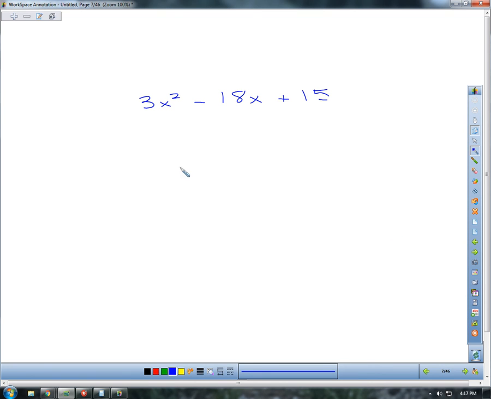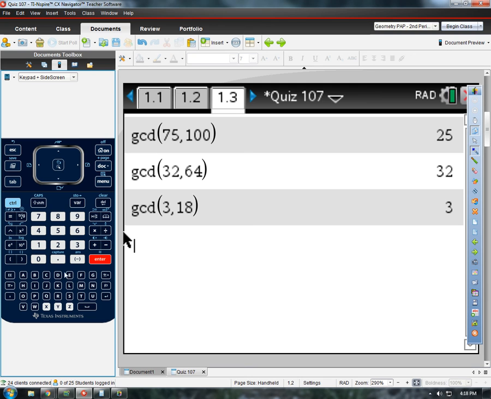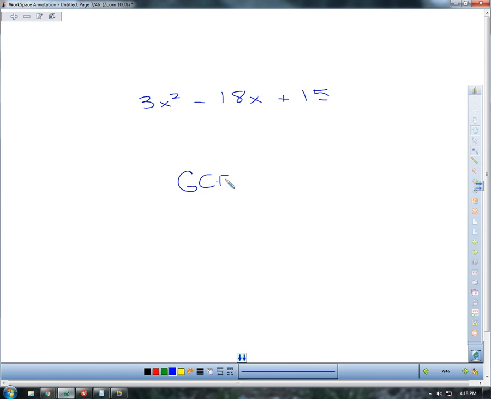So if I want to find the GCF of this, I'm going to go to my calculator. I have 3, 18, and 15. GCD of 3 and 18 gives me 3. So I'm going to take this 3, the answer, and do it again. GCD between 3 and the other number, which was 15. So 3 is my GCF. Do they all have x's? No. So I cannot include x in my GCF. I'm finished with that problem.